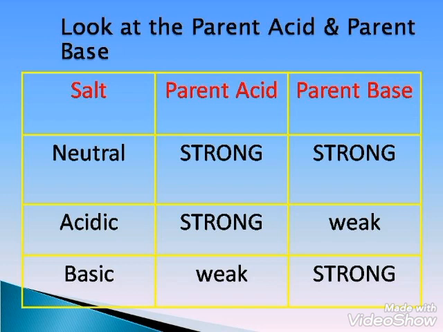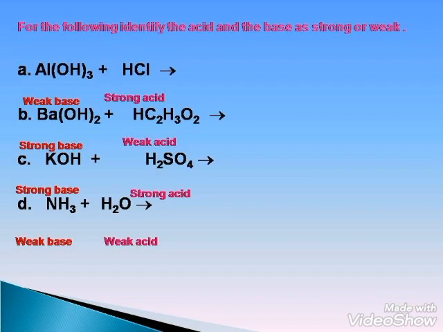For example, if a particular salt is neutral in nature, then the parent acid is strong and the parent base is also strong. If it is acidic, then the parent acid must be strong, whereas the parent base is weak. If it is alkaline in nature, then the parent acid is weak, whereas the parent base is strong in nature. So the salt solution's pH depends upon the strength of the parent acid or base.